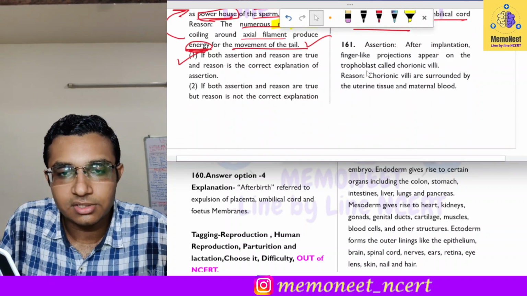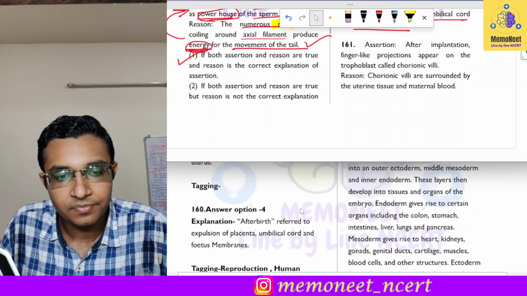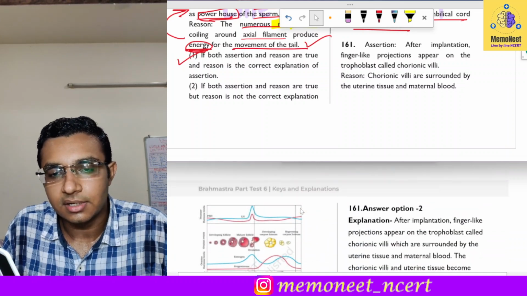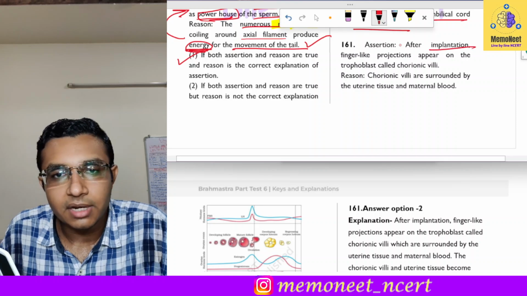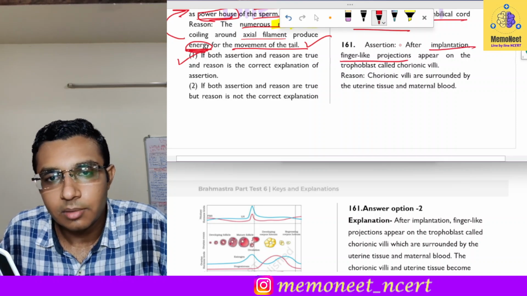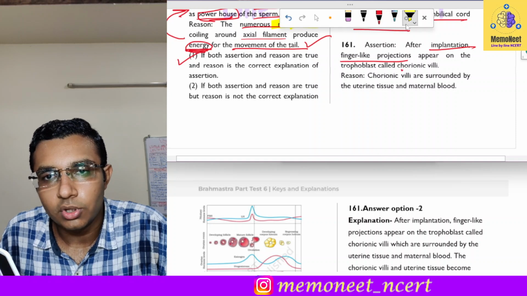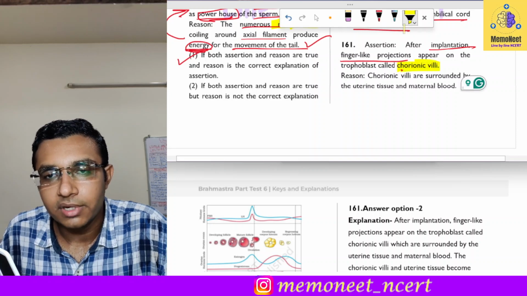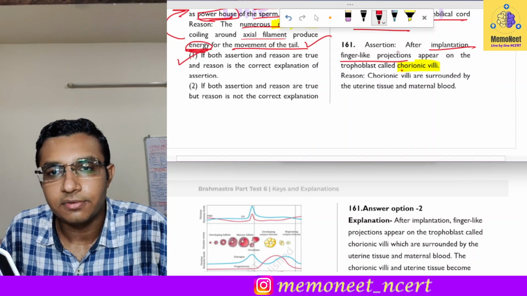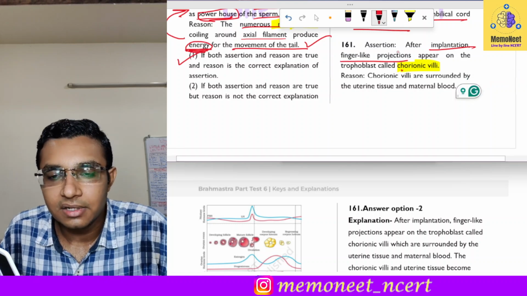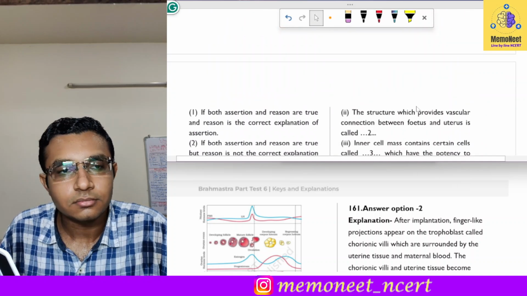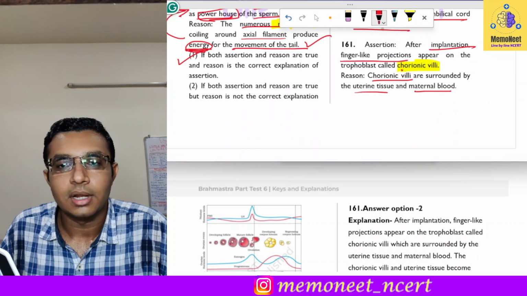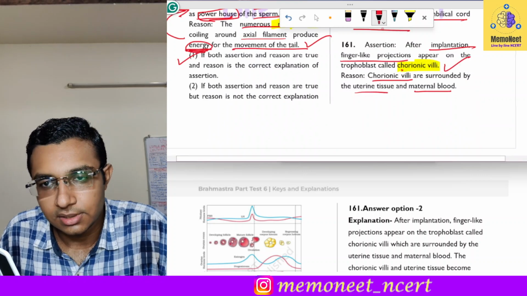Moving on to the next question, that is question number 161. It is an assertion reason type of question. The assertion given here is after implantation, finger-like projections appear on the trophoblast called as chorionic villi. So chorionic villi appear after implantation, which are the finger-like projections. The reason given here is the chorionic villi are surrounded by the uterine tissue and the maternal blood. Now is the assertion correct? So yes, the assertion is absolutely correct.